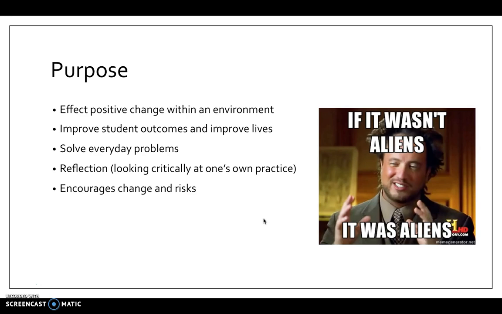Pay no attention to that meme there. It doesn't really relate to any of this, does it?